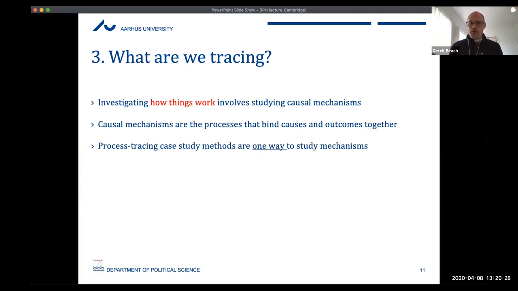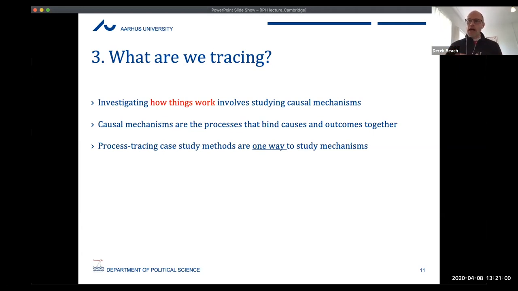Process tracing, of course, is only one way of studying causal mechanisms. There are people that use things like mediation analysis, as I'll say in a second. I think process tracing, if you really want to take mechanisms seriously, is probably the only way to do it, in my opinion. And actually, in medicine, the analogous version of process tracing would be using observational data to study, for example, smoking and cancer.